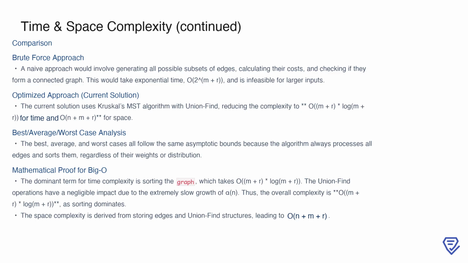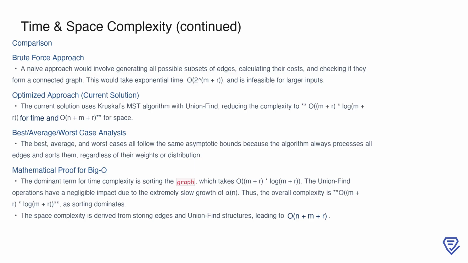A naive approach would involve generating all possible subsets of edges, calculating their costs, and checking if they form a connected graph. This would result in an exponential time complexity of O(2^(M+r)), which is clearly infeasible for larger inputs. In contrast, our optimized solution leverages Kruskal's MST algorithm and the union-find data structure to reduce the time complexity to O((M+r) log(M+r)), and the space complexity to O(N+M+r).